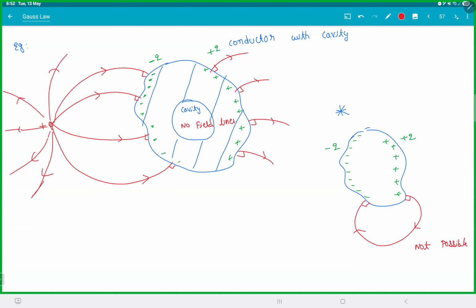Simple reason. Do you guys remember the statement? In the direction of the field, the potential will decrease. So if you have a field line, meaning if you go from here to here, you're saying indirectly this point and this point have different potential. But we know a conductor is equipotential. Therefore, you cannot have a field line like this.